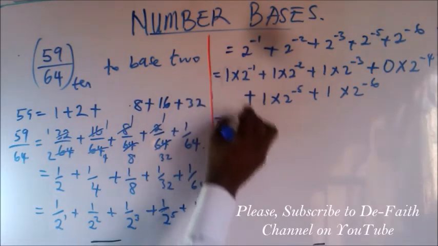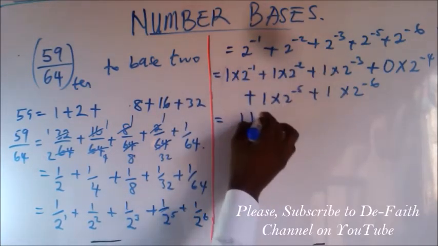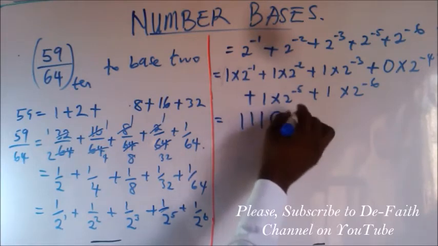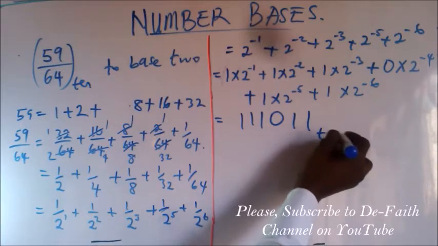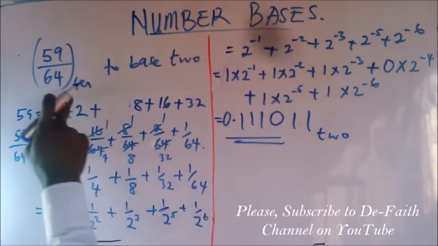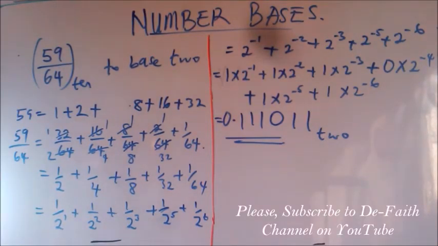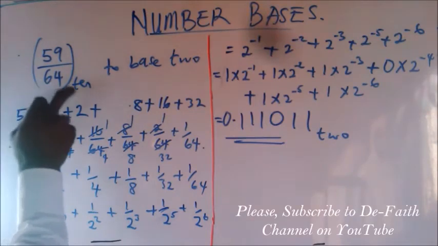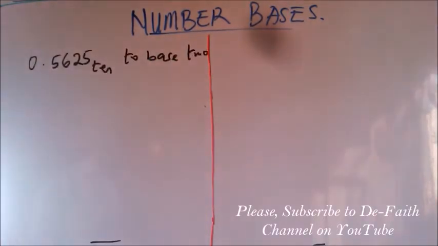So you bring out the numbers here. That's 1, 1, 1, 0, 1, 1. And this is in base 2. So we have our 0 point because we are dealing with a fraction. So because we are dealing with a fraction, that's 59 over 64 base 10, been converted to base 2, which gives us 0.111011.